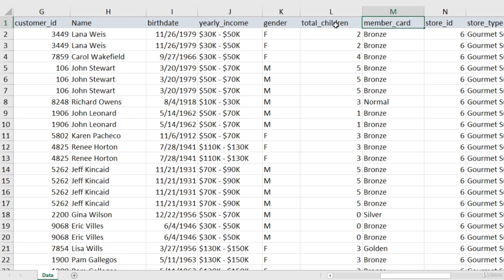So here you can see that we will be able to analyze which membership card the customers are having who are making the most purchases from us. So basically that is quite a lot of information available on customers, so that we can see which type of customers are our best consumers.